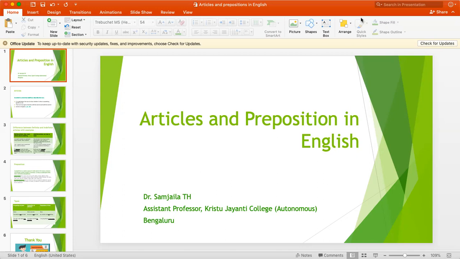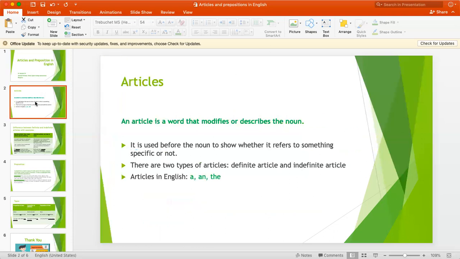With this context, why are articles and prepositions in English important? Knowing the usage of articles and prepositions in English helps learners with their grammar, which will in turn make their writing much clearer and also easier to understand. So first, we will look at what articles are in English.